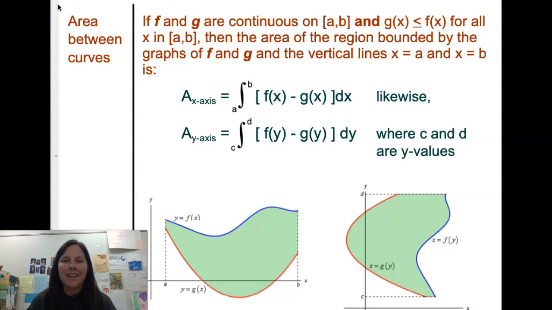For our vocab, that is essentially what all of those words say. I also have two diagrams for you because we're not just going to be looking at it in terms of the x-axis like we normally do. We can also look at area in terms of the y-axis. That's our second diagram here. So when the function is an x equals in terms of y, then what we do is we take the function that is further from the y-axis and subtract the function that is closer to the y-axis. So that's that second equation we've got going on right here.